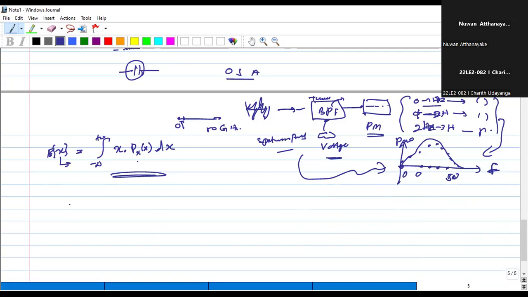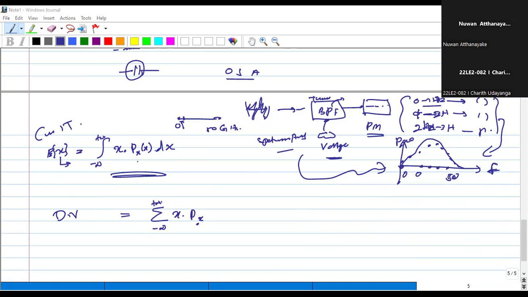This is for continuous values. Once it comes to discrete values, this integration will become a summation: summation of x times p(x), where p(x) is the probability. Let's see, I can't remember it clearly.